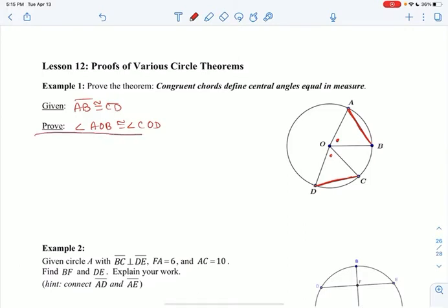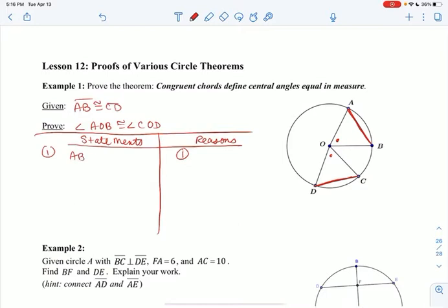So what I'm going to do is first prove that the triangles are congruent, and if the triangles are congruent, then those angles are congruent by CPCTC. All right, so I'm going to start with my given. Statement 1 is that AB is congruent to CD, given.